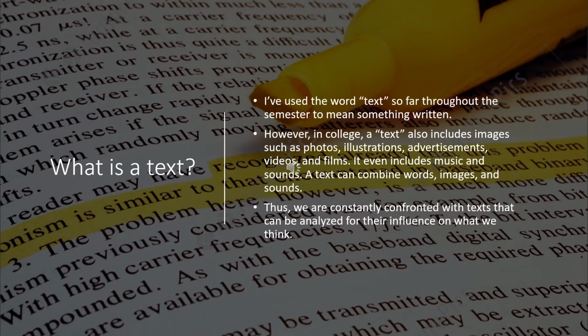That's a text. In the same way, academically, a text can include photos, illustrations, advertisements, video, films. It can also include music and sounds. A text can combine words, images, and sounds. So a text is something that we look at, that we hear, that we see. Visually, a text is a photo, an advertisement, a video. We're constantly confronted with texts that can be analyzed for their influence on what we think. So all of these things comprise a text.